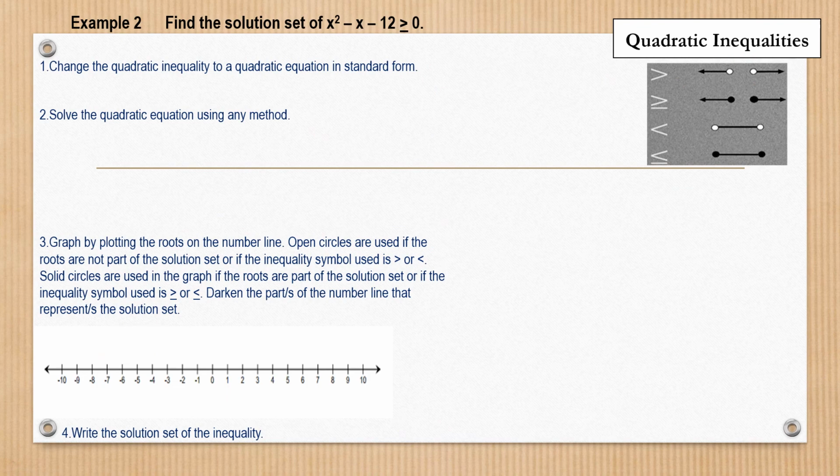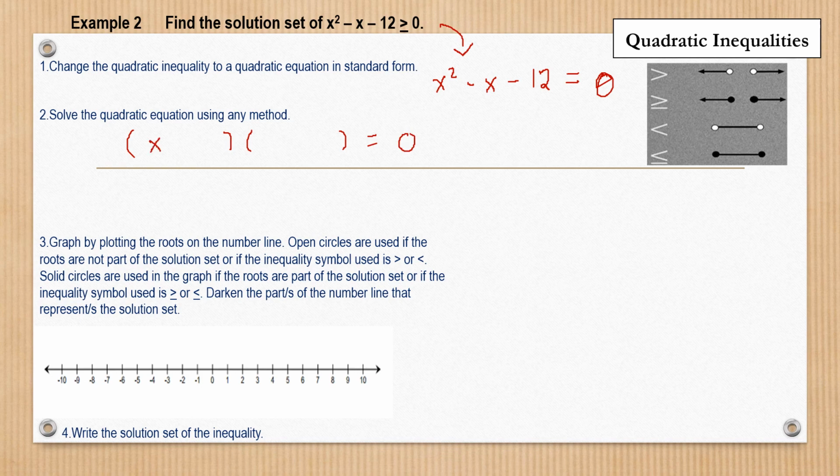Let's have another example. Find the solution set of x squared minus x minus 12 is greater than or equal to 0. So for our first step, change the quadratic inequality to a quadratic equation in standard form. So we have x squared minus x minus 12 is equal to 0. Next, solve the quadratic equation using any method. So let's use factoring to solve the given quadratic equation.